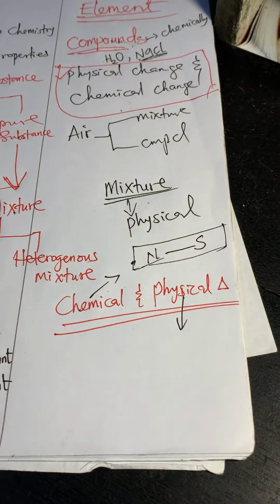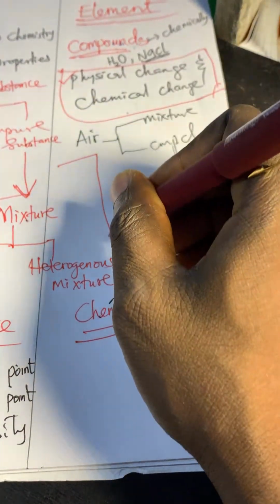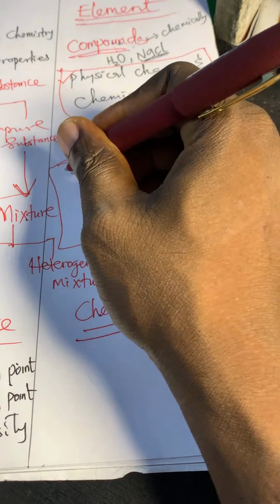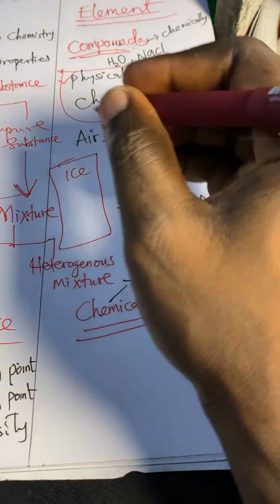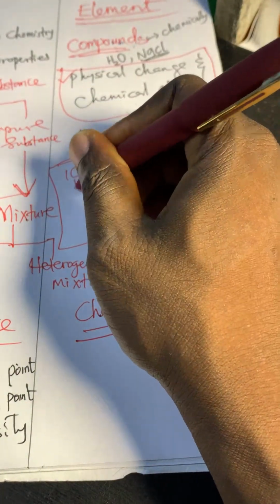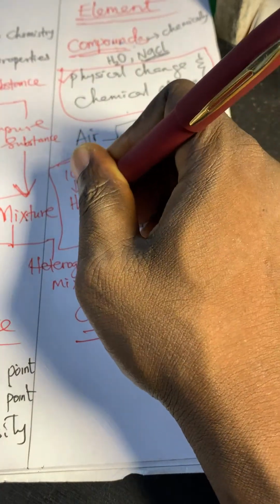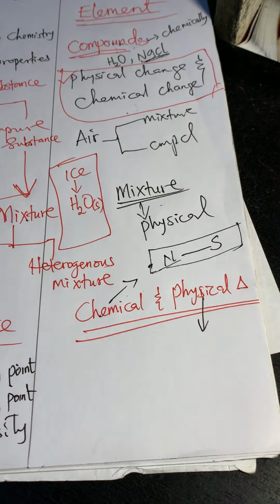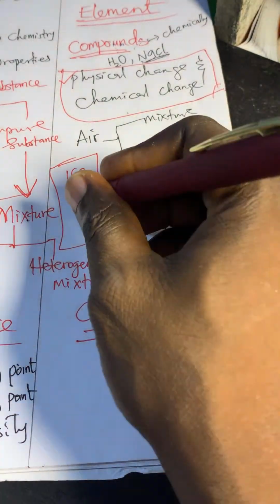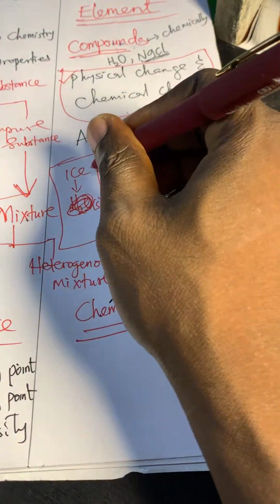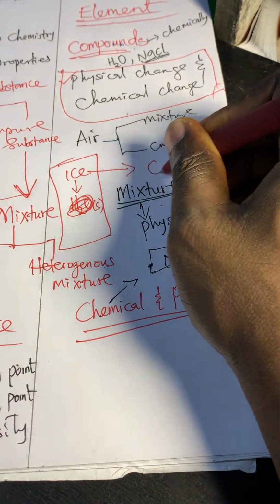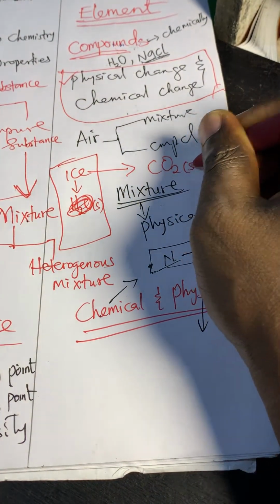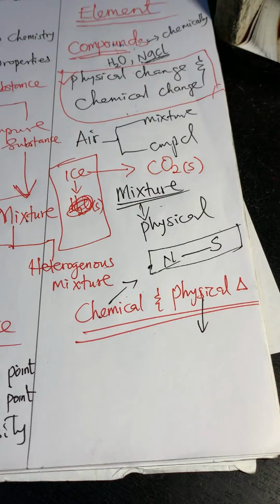Please, let me say this. When they ask you the formula for ice, please pay attention. There is nothing like H2O in solid state. There is nothing like water in solid state. The formula for ice remains H2O in solid state. That is the formula for ice.